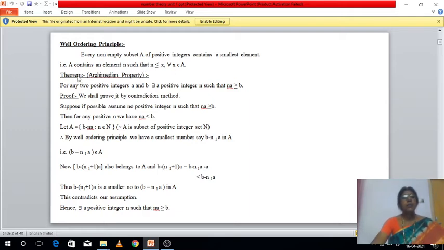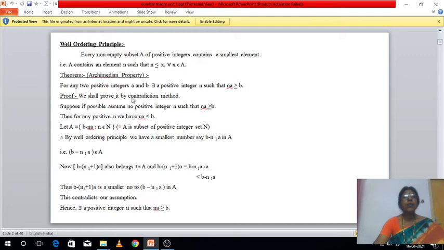Now we see the next theorem, the Archimedean property. This theorem is also called the Archimedean property. For any two positive integers a and b, there exists a positive integer n such that na is greater than or equal to b. So you observe here, the statement is: let a and b be any two positive integers, then there exists another positive integer n such that na is greater than or equal to b.